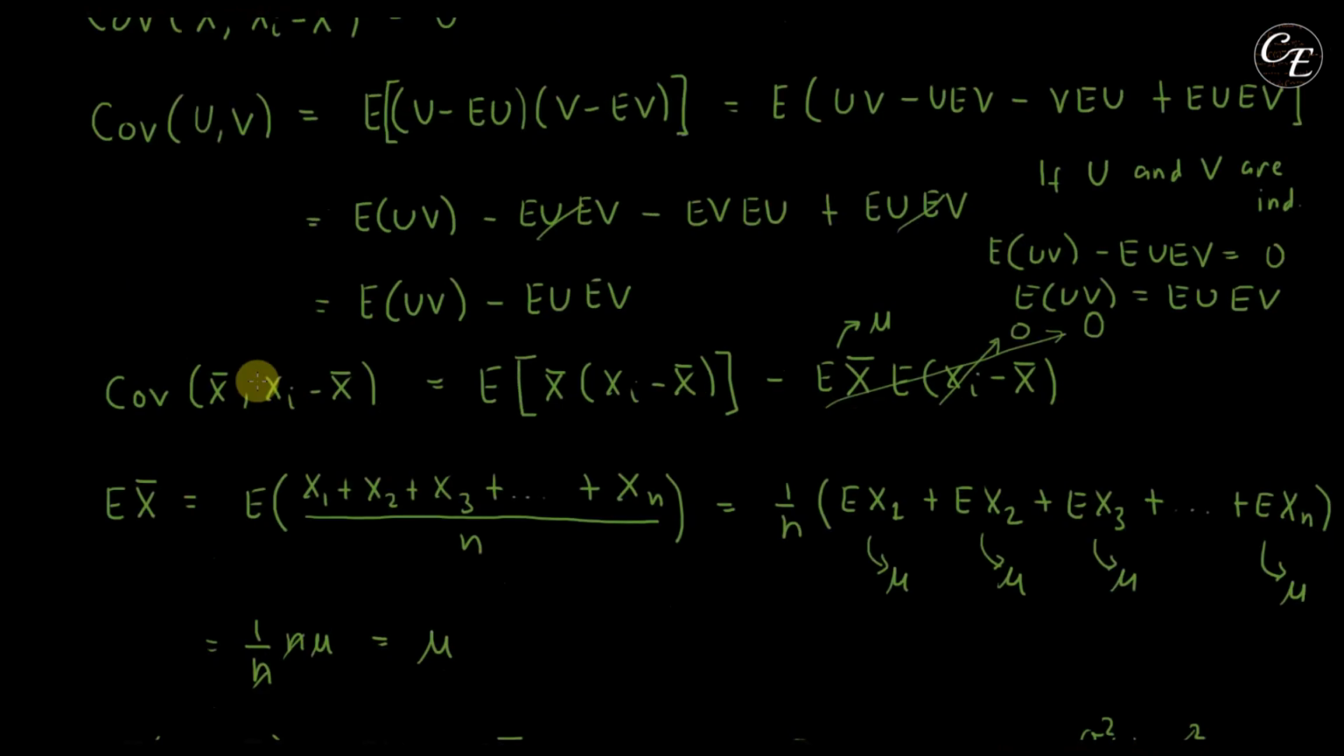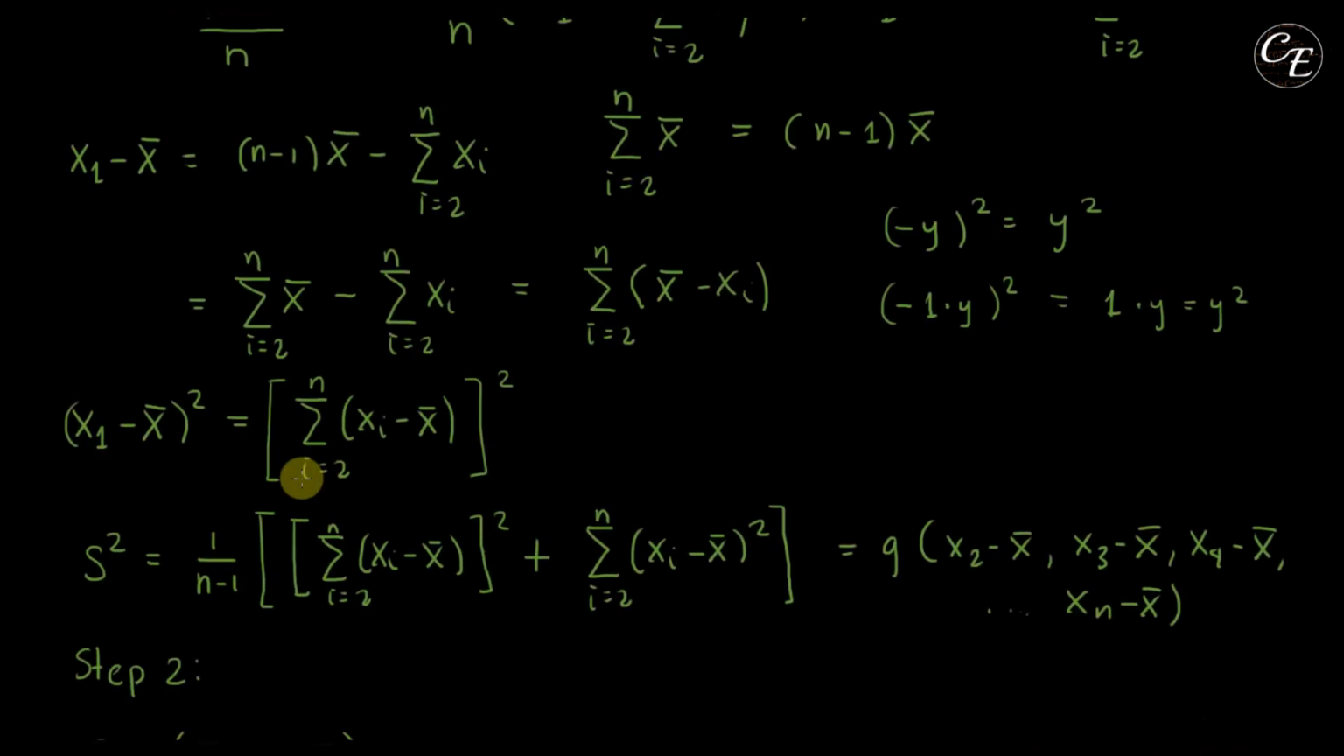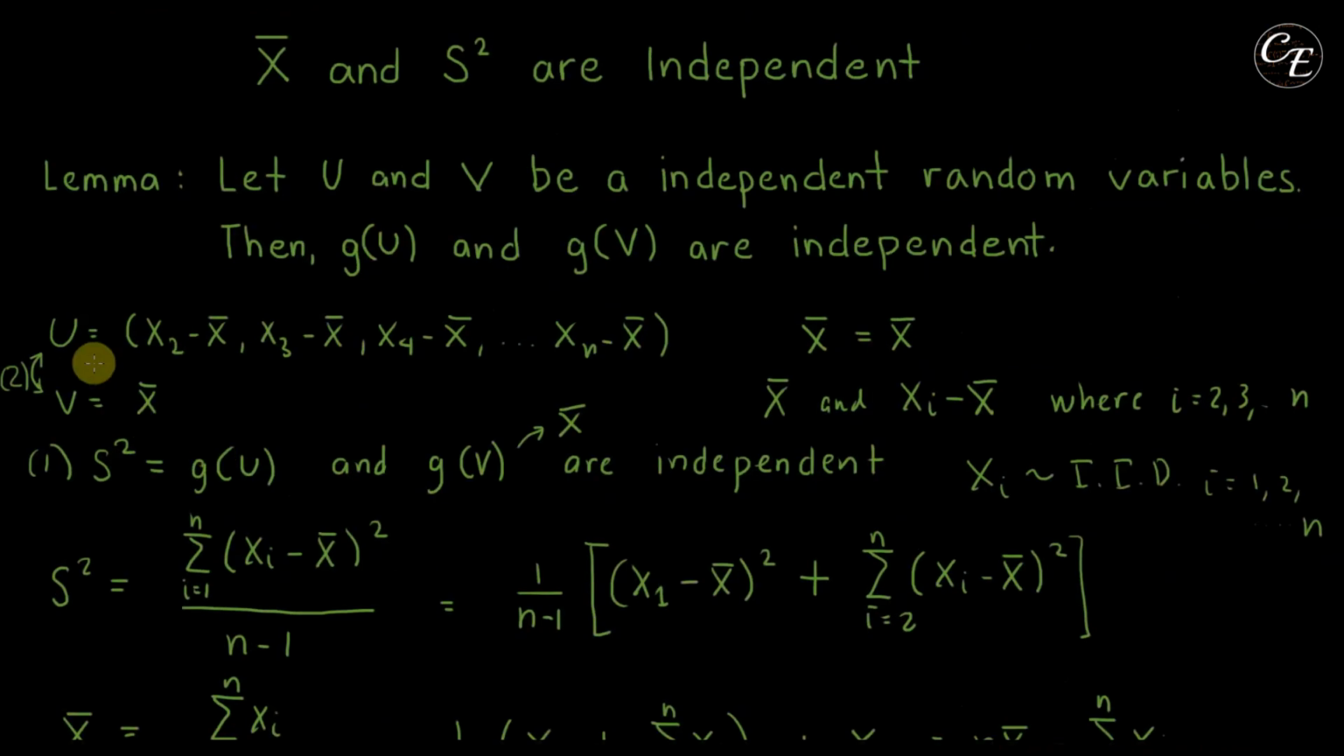So we have proven this, and because of that, we have proven the independence of this u and v. So after proving the independence of this, and also proving that the sample variance is a function of this vector, we have proven the independence of sample mean and the sample variance. So that proves our theorem and ends this video.